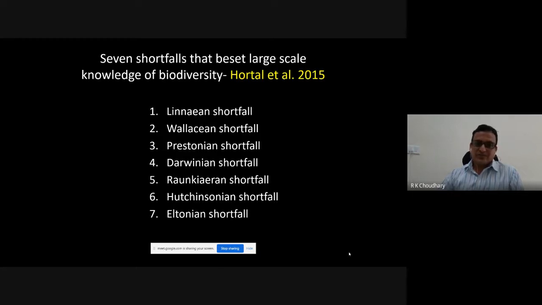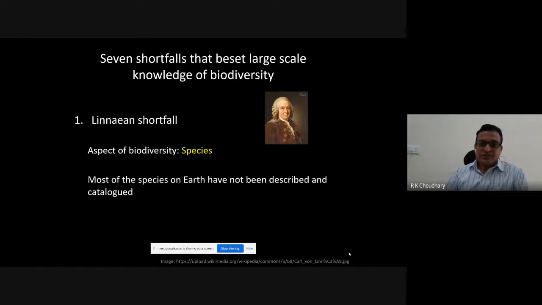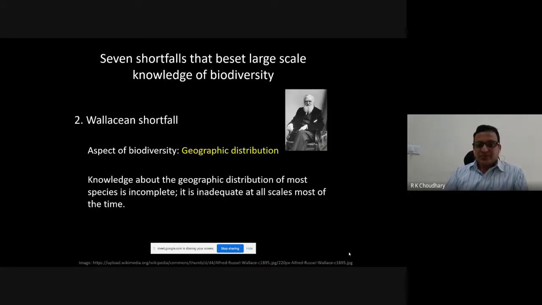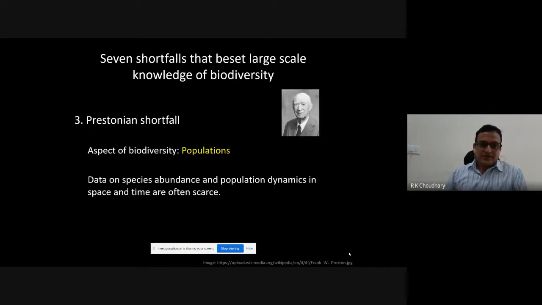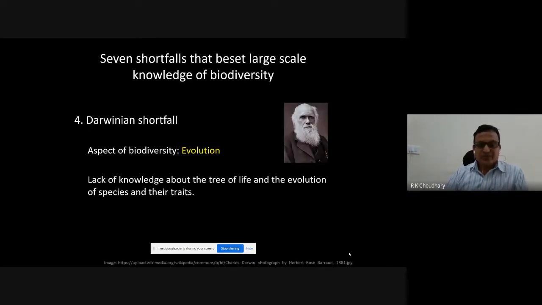There are several shortfalls called the Linnean, Wallacean, Prestonian, Darwinian, Raunkiaeran, Hutchinsonian, and Eltonian shortfalls. You should make efforts to overcome these shortfalls. What is the Linnean shortfall? Unless you describe each and every species on this earth, there is a Linnean shortfall. Unless you understand the geographic distribution of the species, there is a Wallacean shortfall. Unless you know about the populations of your plant group, there is a Prestonian shortfall. Unless you know about the evolution of those plants, there is a Darwinian shortfall.